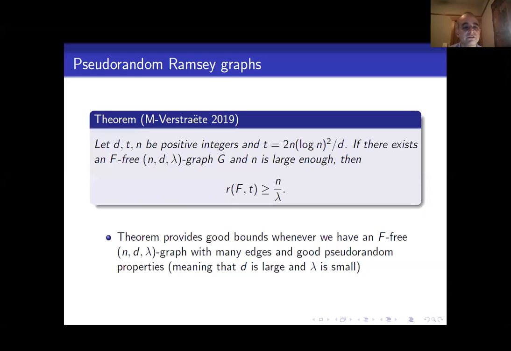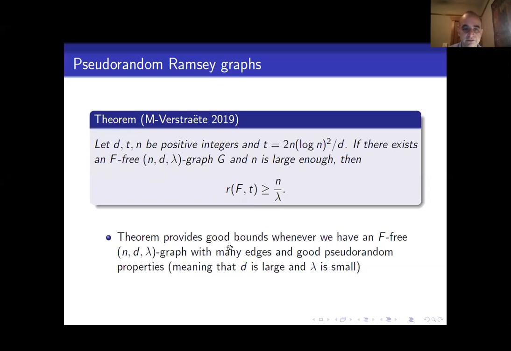Some graph that you want to forbid, then you have a lower bound on Ramsey numbers. So this is how you should read the theorem. If you can find an F-free pseudo-random graph, then I give you a lower bound on Ramsey numbers. And when do I give you a better lower bound? I give you a better lower bound if the graph that you found was better. Namely, if lambda is small and d is large.